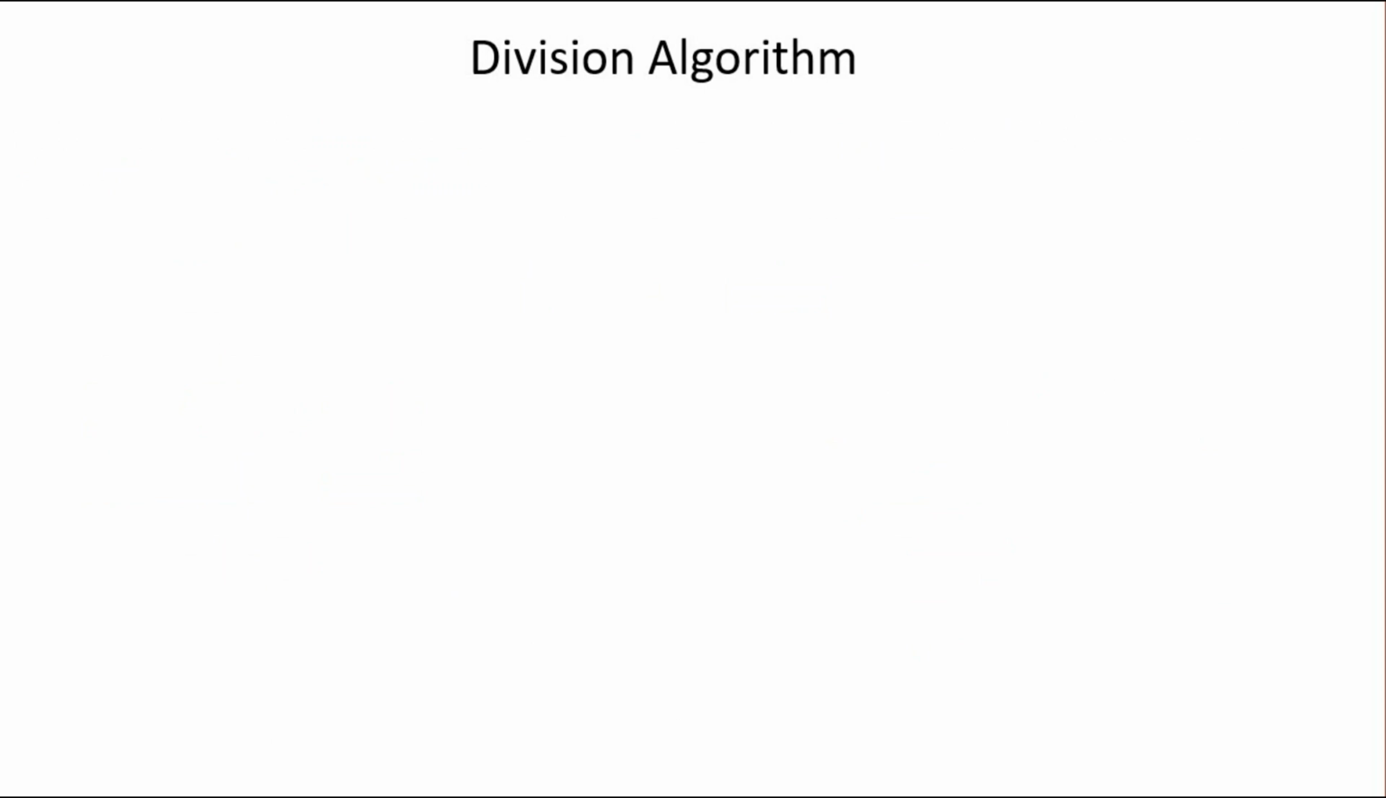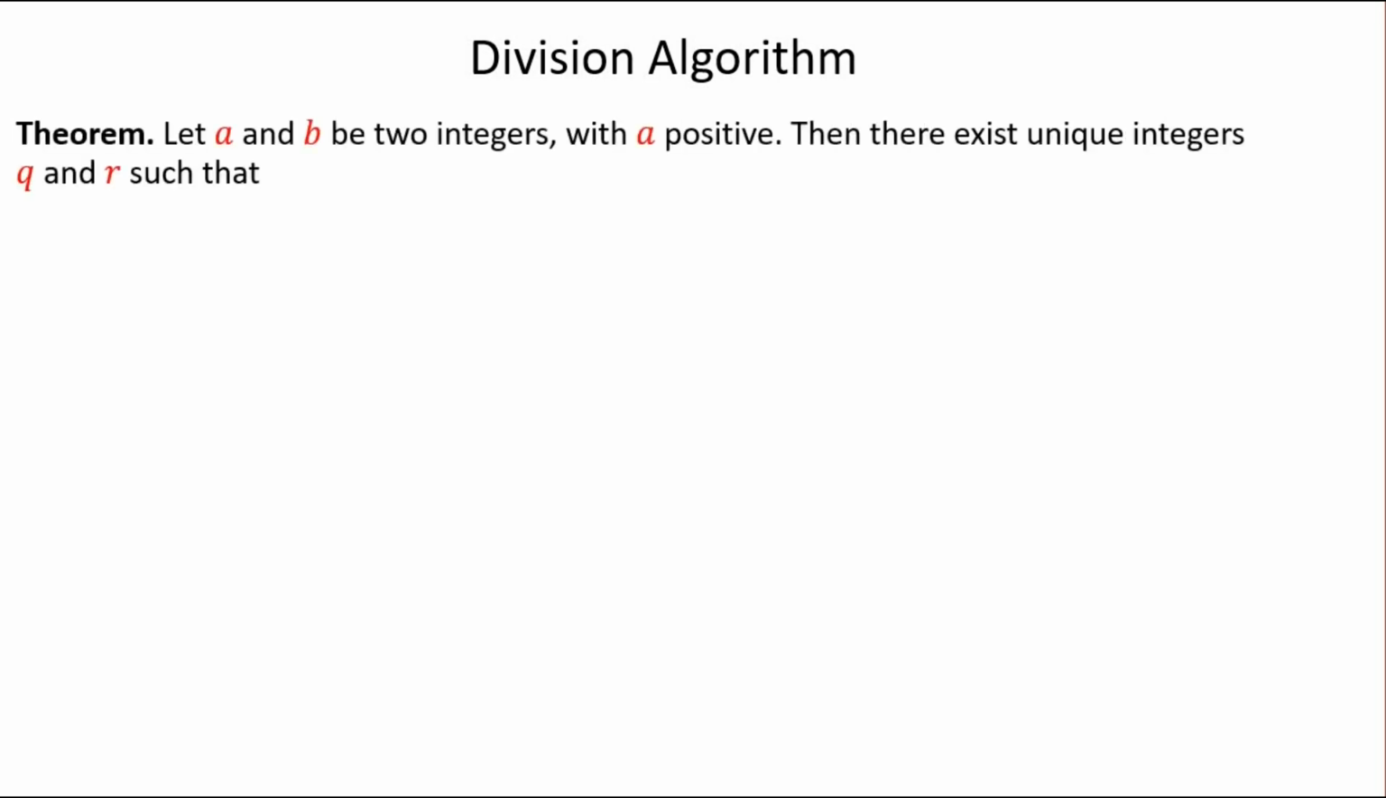Let us prove the division algorithm theorem. The division algorithm theorem states that let a and b be two integers with a positive, then there exist unique integers q and r such that b equal to qa plus r, where r is greater or equal to 0 and less than a. To prove the theorem, assume that a and b are two integers with a positive.